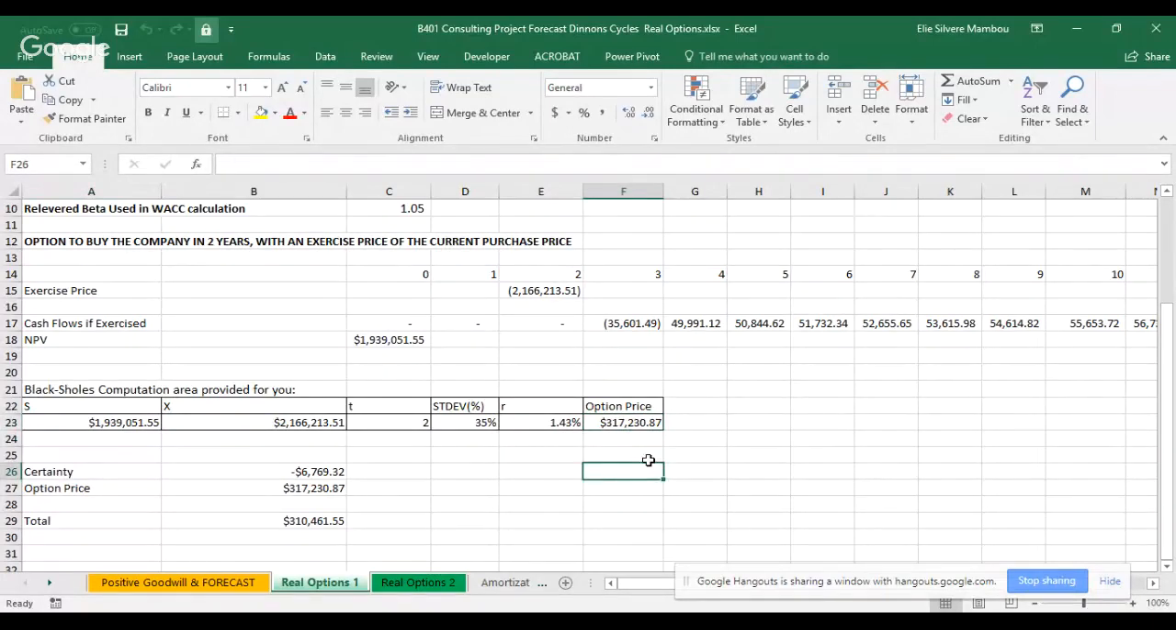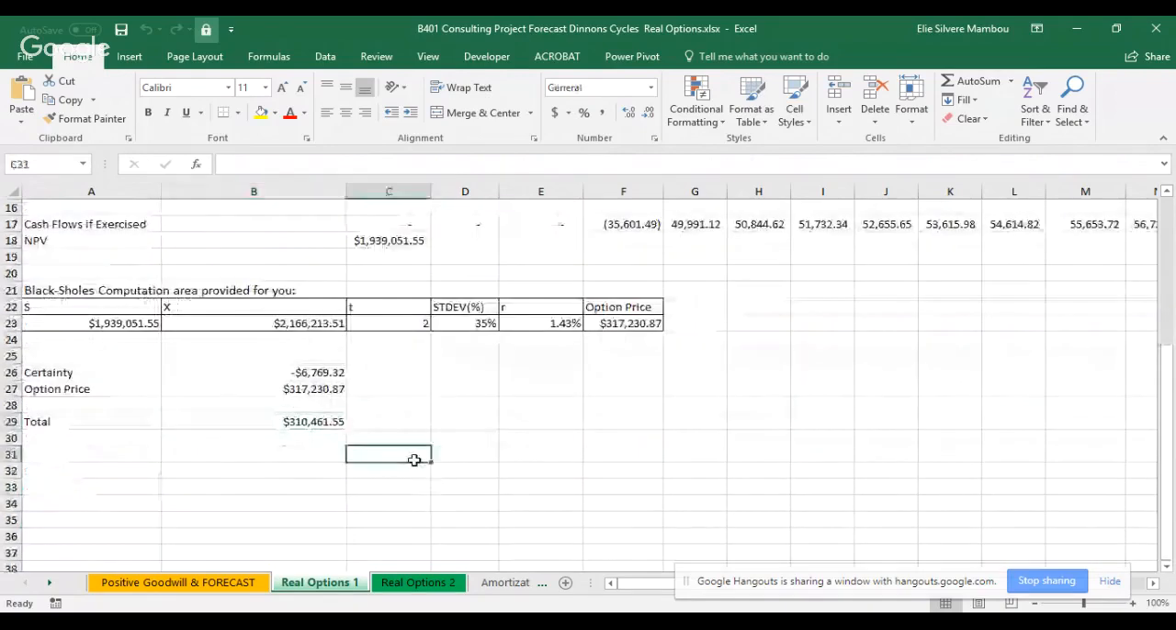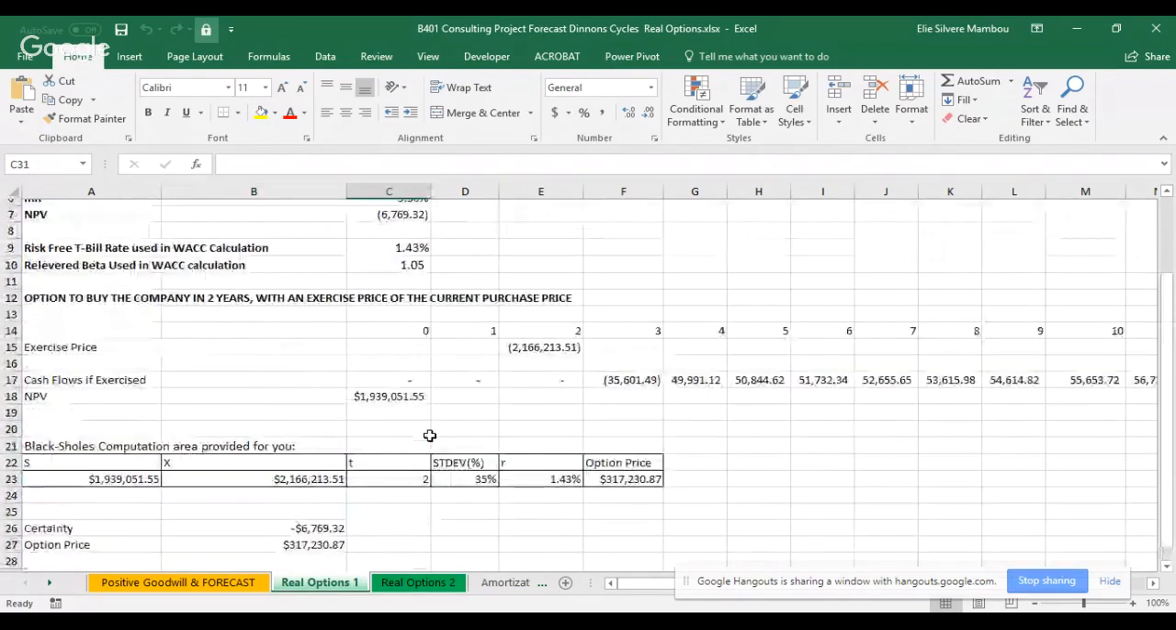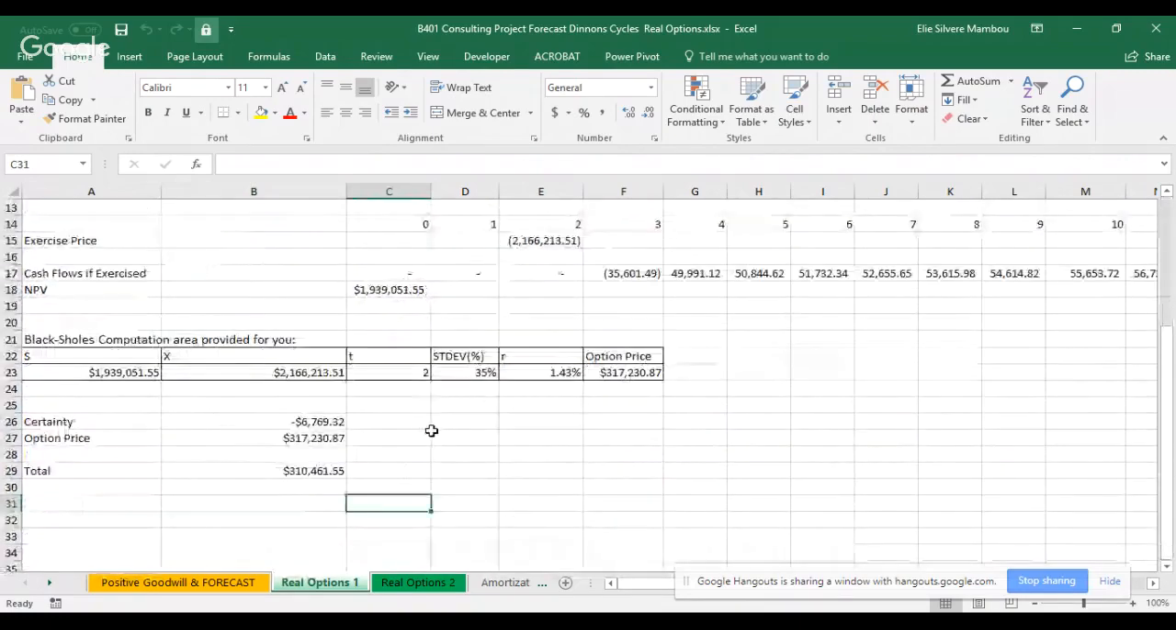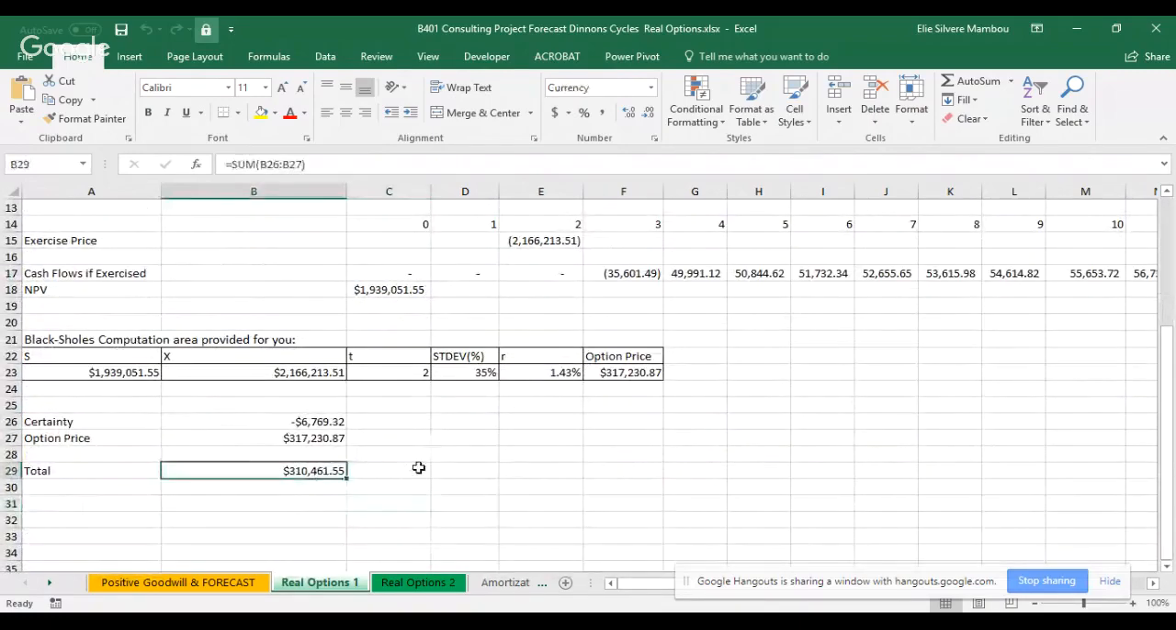And of course, with this information, we're able to sum up the certainty and option price together to calculate our total NPV, which is a positive 310,461. So this is all we got for the Black-Scholes model. And I hope you'll be able to help us with your input and see where we can amend our spreadsheet. And thank you very much. Part 2 of the presentation will be done by Madeline.